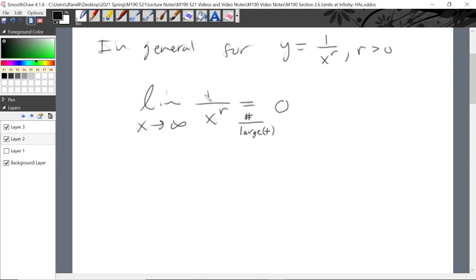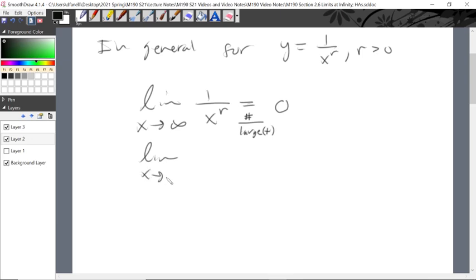If the numerator is positive and the denominator is also going to be positive, then the output should be positive as well. If the numerator were a negative number, then you'd have a negative divided by a positive, and the output would be negative. It would be a very, very small negative number, but the limit would still be approaching 0.